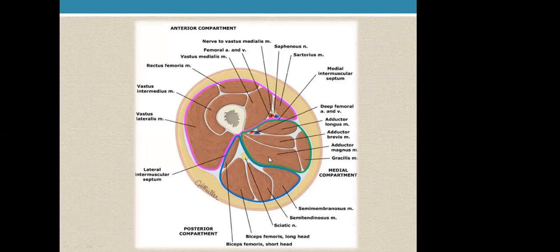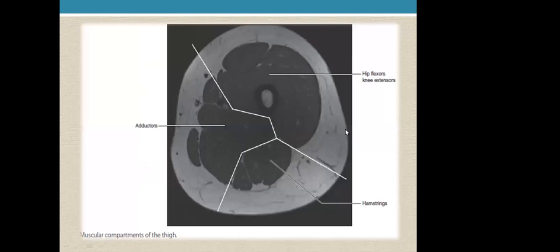This is the medial compartment. We can see the adductor longus, brevis, magnus, and this is the gracilis, which is superficial to it. Posterior compartment, which consists of semimembranosus, semitendinosus, and biceps femoris. This is the long head, and this is the short head.